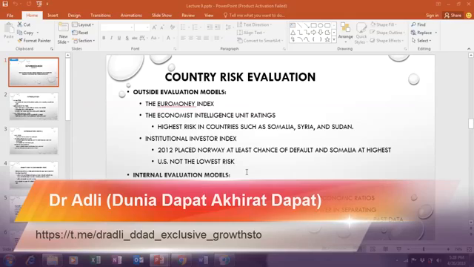Country risk evaluation. Once we are talking about sovereign risk, how do you measure whether a country is high risk, low risk, or medium risk? So this is the thing that we have to look at. Probably you need to listen to the international news, watch Al Jazeera, BBC, CNN, just to understand what is happening around the world. It's very interesting if you know what is happening around the world.